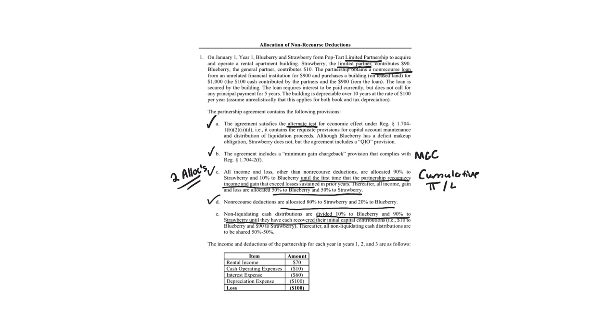That they contributed total, which means $10 to Blueberry, $90 to Strawberry. Thereafter, all non-liquidating cash distributions are shared 50-50. Now, the idea here is, if you've ever seen Shark Tank or if you ever see venture capitalists, if they're going to invest, they want to become a senior owner, meaning that they're going to get back their share of distribution cash before any other owners get more than their fair share.